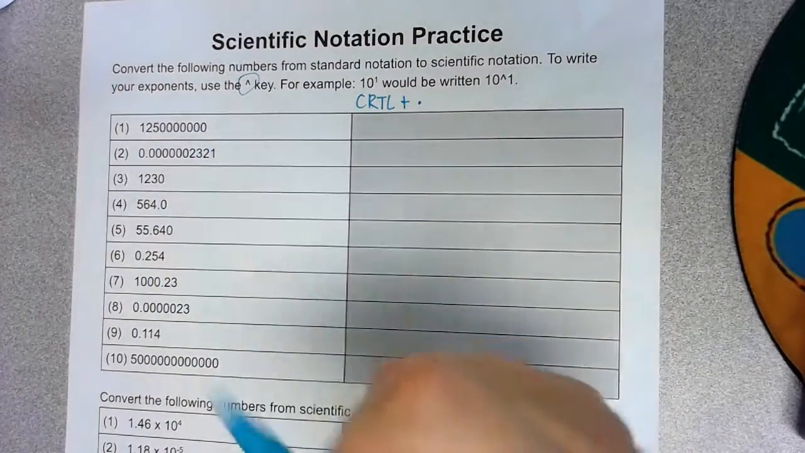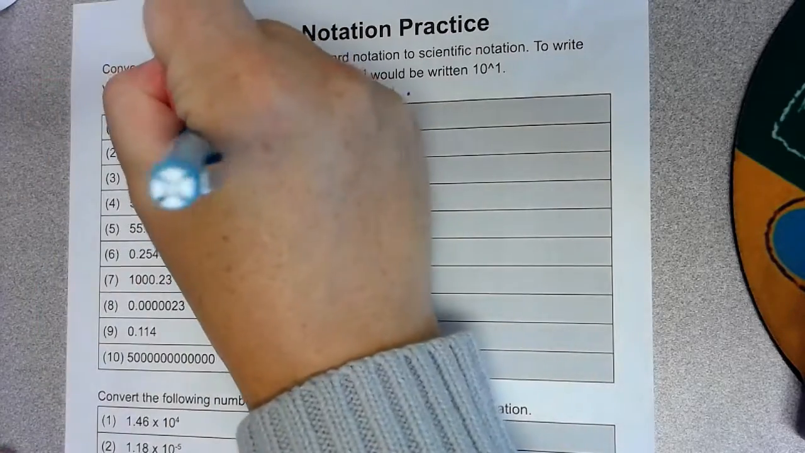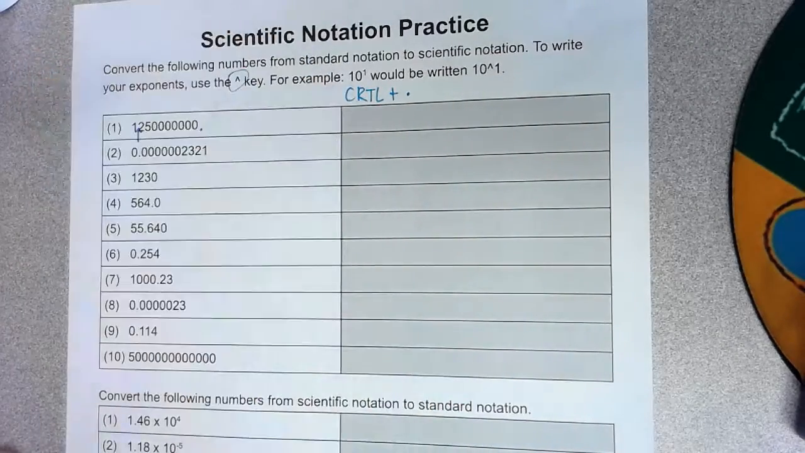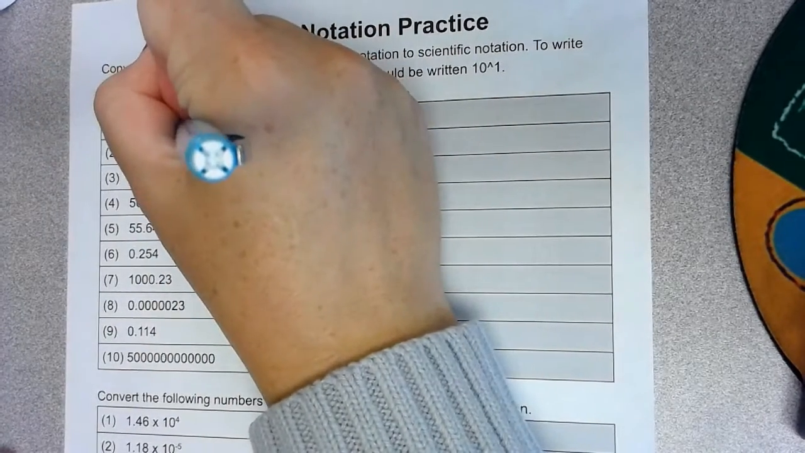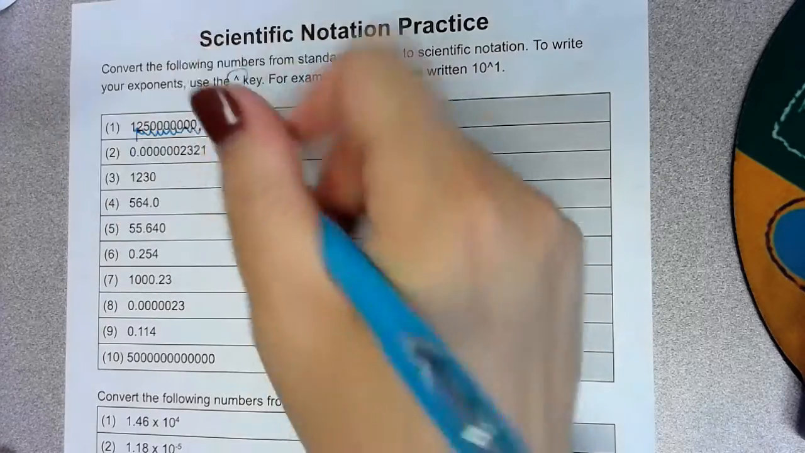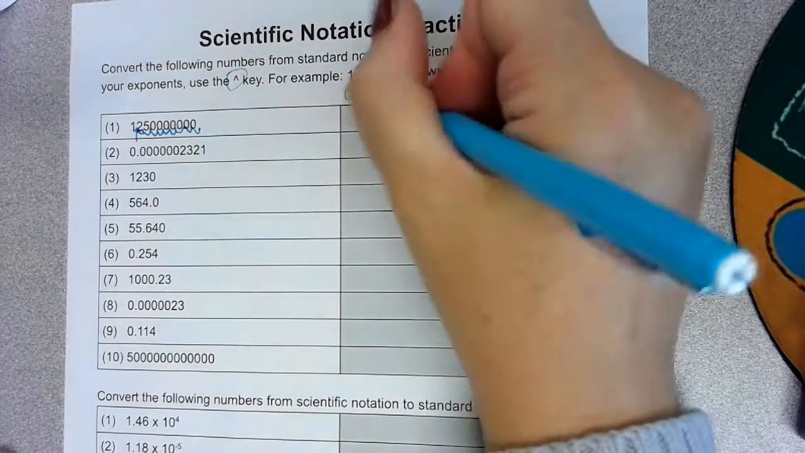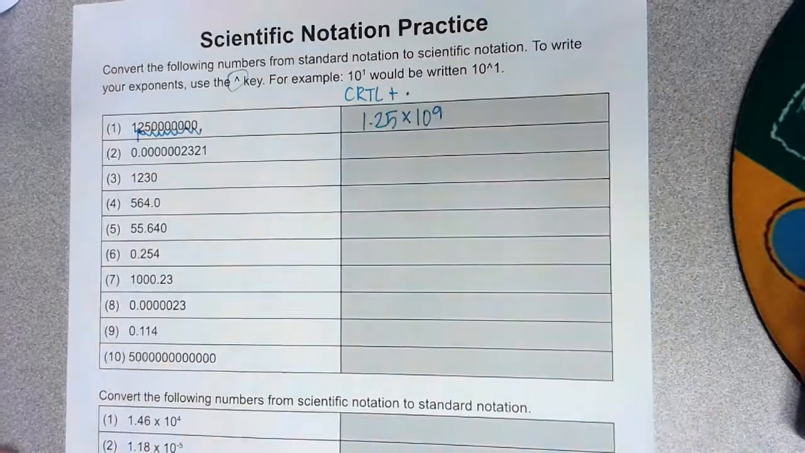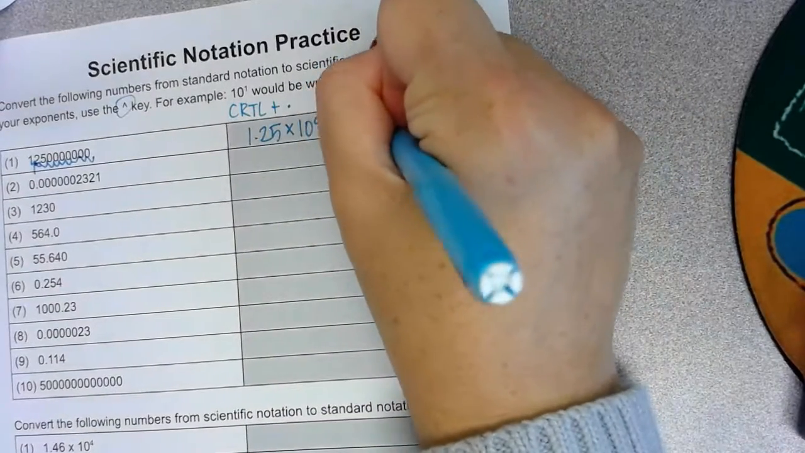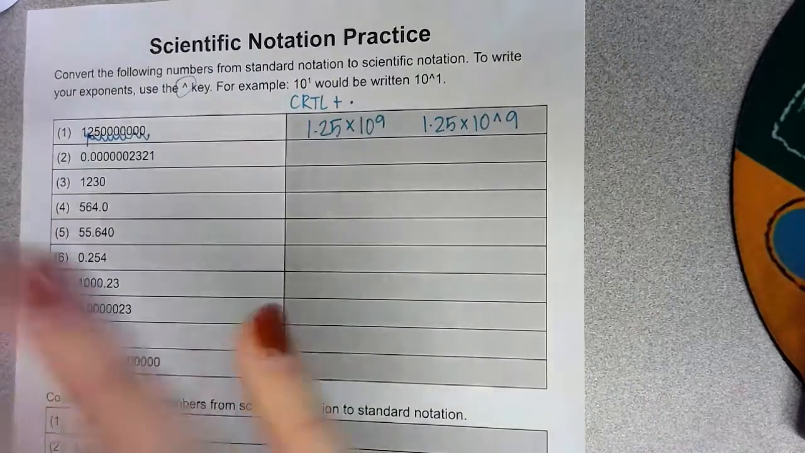So let's do the first one up here. So again, I only want one number in front of the decimal place that's not a 0. That means that my decimal is actually right here, and I'm going to want it right here. So I'm moving it 1, 2, 3, 4, 5, 6, 7, 8, 9 times. So 1.25. And this was a big number. It's greater than 10. So it's a positive exponent times 10 to the 9. And again, you can also write that as 1.25 times 10 to the 9. Whatever's easier for you to type. Don't get too stressed out about that.